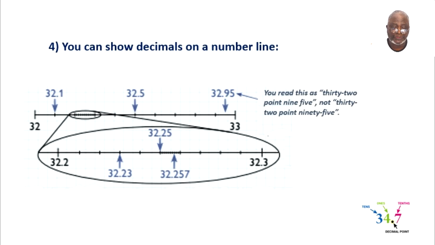And how do you read these decimal places? You read this as 32 point 9 5, not 32 point ninety-five. I've heard a lot of people make that mistake. It is wrong. If you take just 1/10 of the decimal place and look at it further, that is between 32.2 and 32.3, you see how they are further divided. Between 32.2 and 32.3, you have another 10 decimal places.